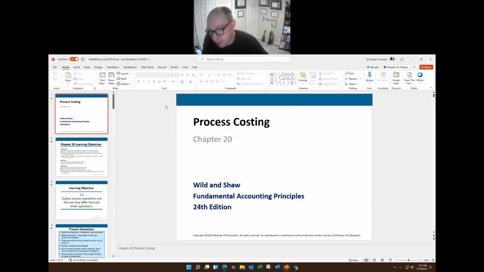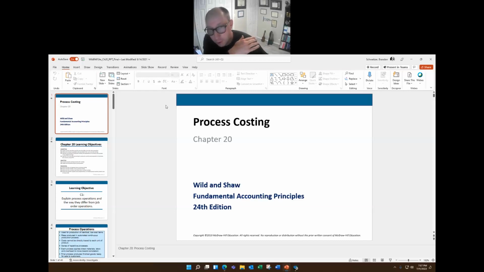And in job order costing, we talked about how we track direct materials, direct labor, and factory overhead based off of each customer's order through what we call a job order. And we use job order cost sheets to do that. Now I want to talk about a concept called process costing.